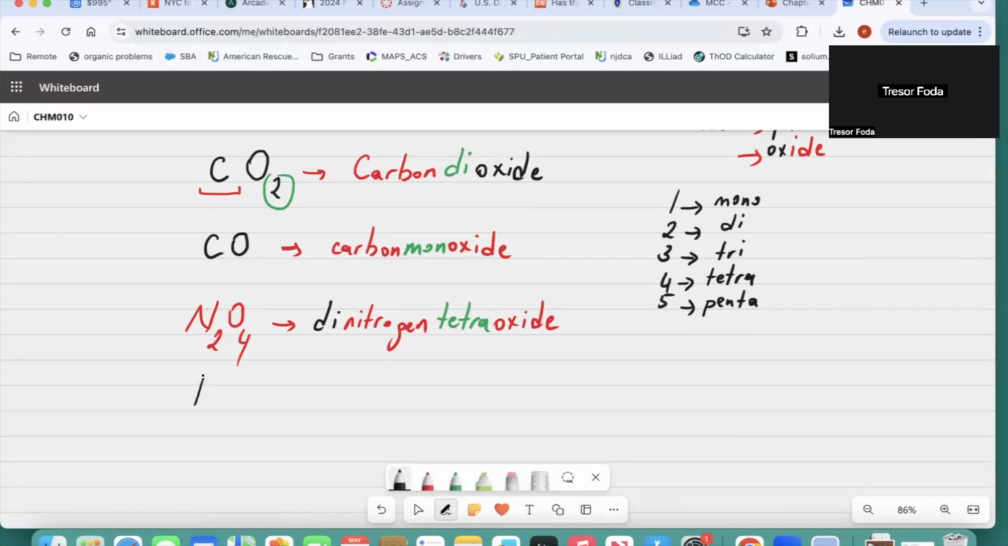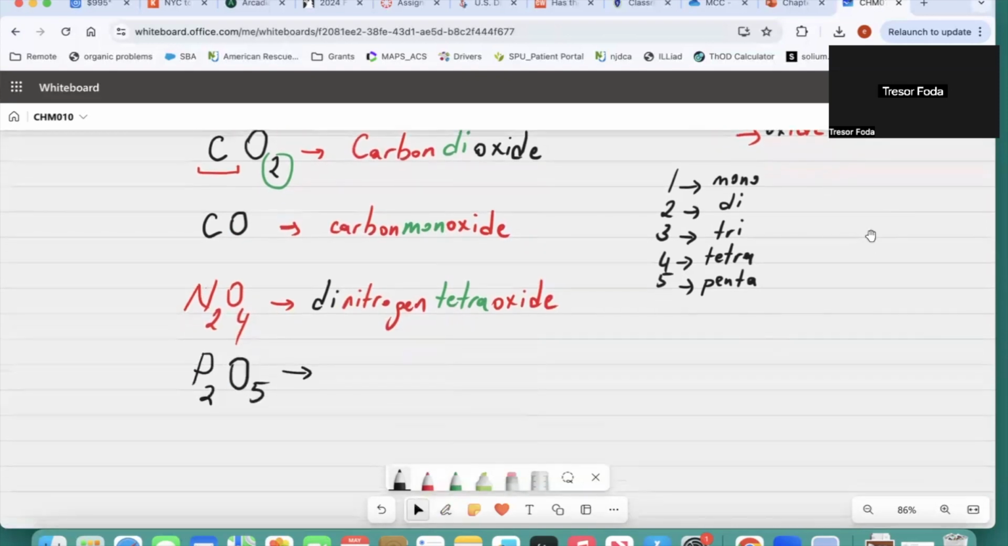So it's going to be, let's say, P2O5. So I'm going to let you guys do this example by yourselves. Okay. P2O5. And I'm going to give you a little time to go over.